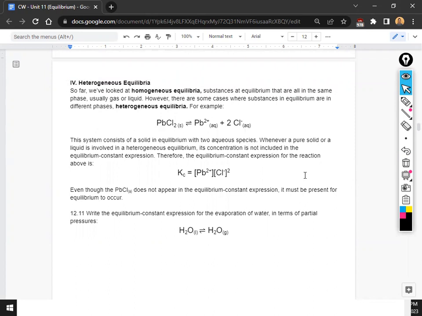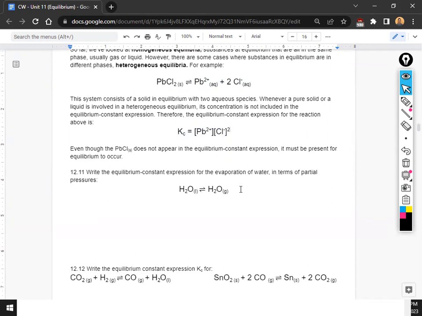Now you guys are going to love this. If you ever have a pure solid or a pure liquid, you can just ignore it. It doesn't have anything to do with your equilibrium constant. So if we write the equilibrium constant for this equation right here, ignore the solid. We literally only need to do the product side. Easy peasy. Only gases and aqueous. That's it.